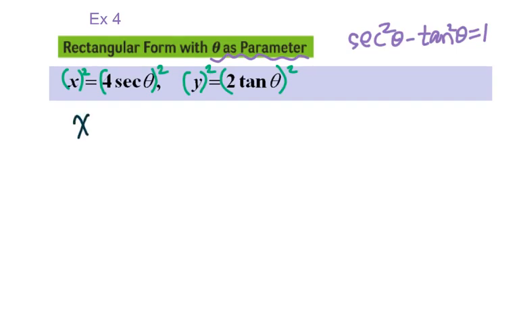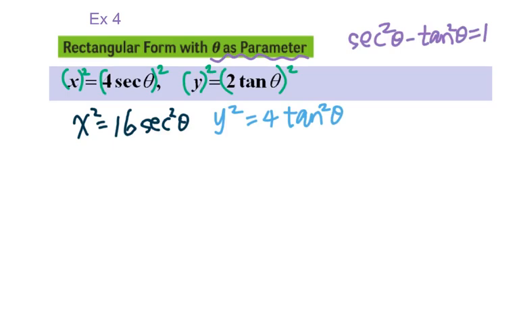We got x squared equals 16 secant squared theta. And also we got y squared equals 4 tangent squared theta. So we divided by 16 both sides for this equation. We got x squared over 16 equals secant squared theta.